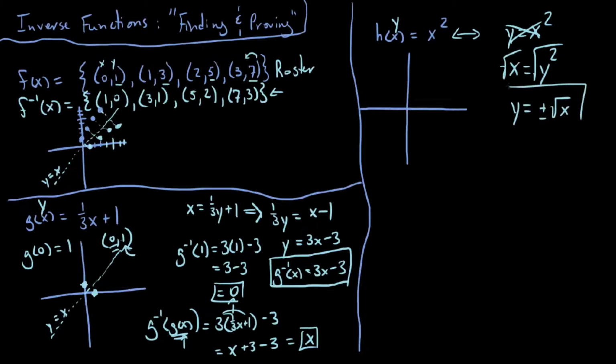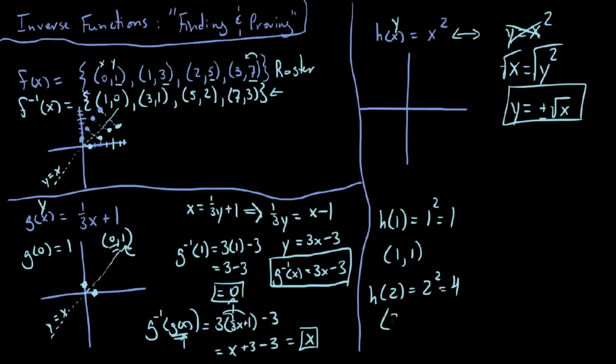Now this is interesting. And I say this is interesting because, of course, we could check this. What if we plugged in, say, 1 into h? h of 1 would be 1 squared is 1. So we have the point (1, 1) on the graph. Oh, well, let's not use that one. How about h of 2? h of 2 would be 2 squared is 4.